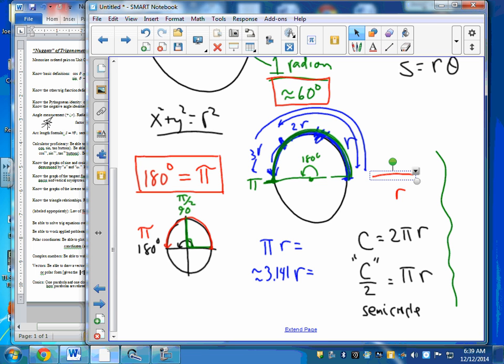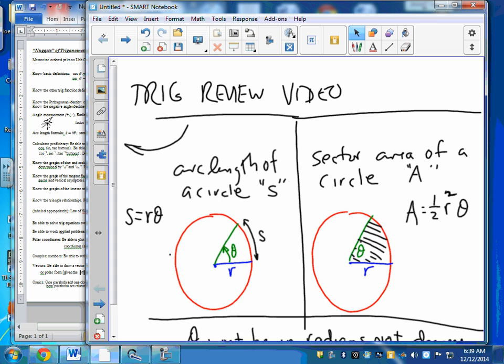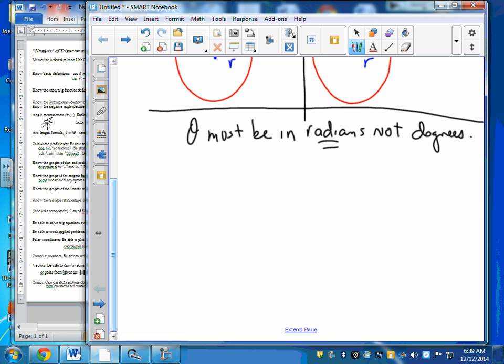Now, let's go back to our 2 formulas on this previous page. Our task is to find the arc length in a problem, or the sector area in a problem, given the radius and the central angle. So given the radius and the central angle, find the arc length. But again, the angle must be in radians. Okay, so let's do a couple of simple problems.